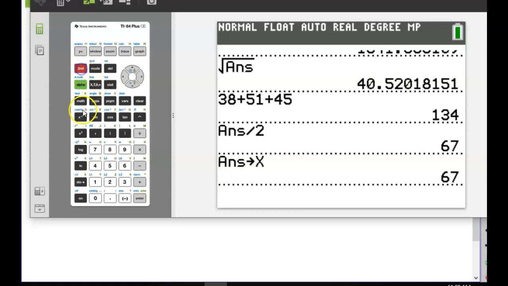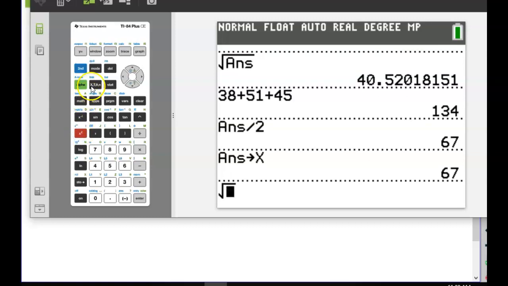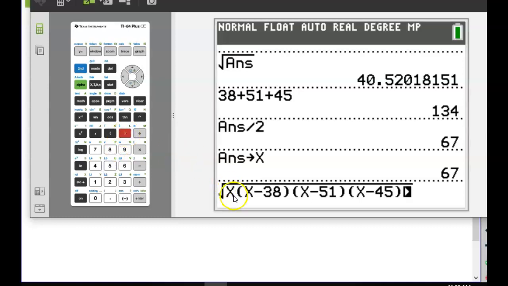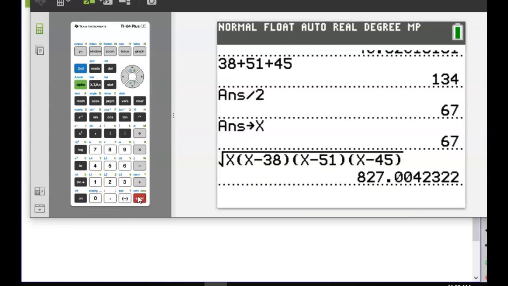So I'm just going to go second square root, X parenthesis, X minus, what are the three sides? 38, close parenthesis, parenthesis, X minus 51, close parenthesis, parenthesis, X minus 45. Because now I didn't have to type 67 all those times, right? 67 is not that big of a deal, but if it's 31.25 for your semi-perimeter, it's miserable. All right, so then you hit enter, and it already square rooted everything.